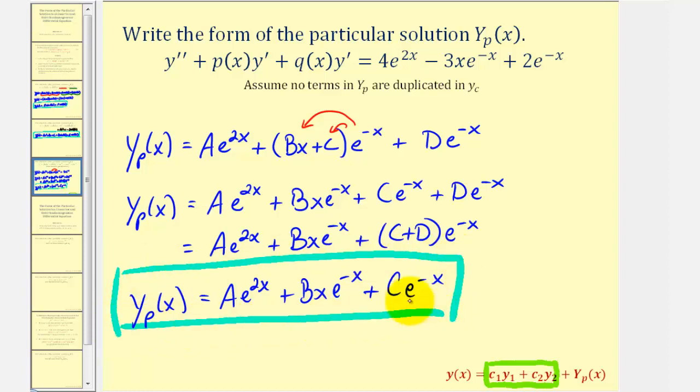And again, this is important because if we were going to use the method of undetermined coefficients, we would use this as the function that we're guessing would be a particular solution.